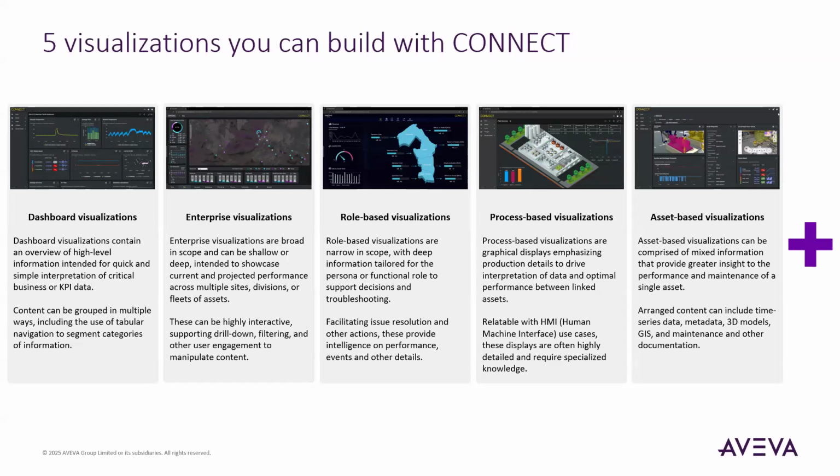Maybe role-based visualization, just like we talked about in the previous slide, and process-based visualizations. This is the type of visualization that focuses on production and process details, often used for HMI-like or operations-focused views. Asset-based visualization is centered around a single asset, or combines time series data with documents, 3D models, GIS, etc. So these are just some of the visualization styles that you can implement in Connect Visualization. We're going to see a couple of examples in just a bit.